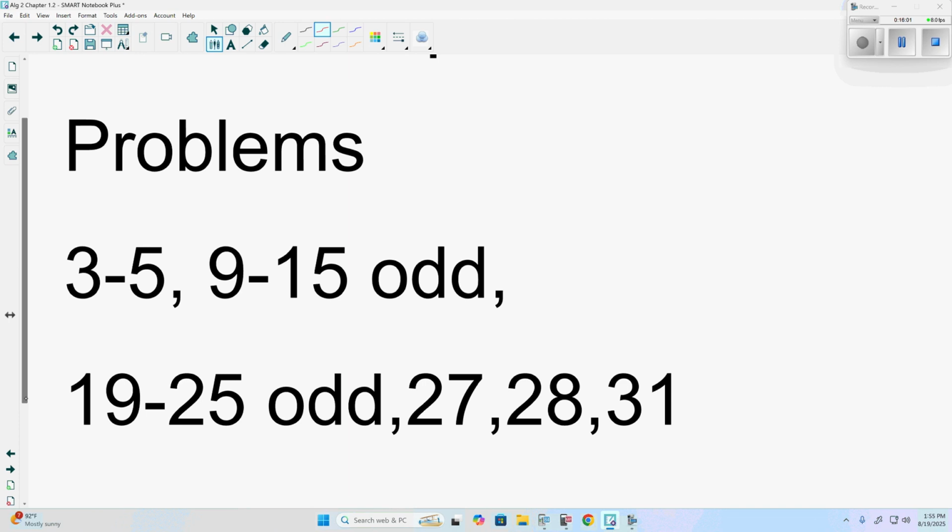Homework, problems 3 through 5. Identify the parent on 3 through 5 and describe the transformation. That's what it's asking. 9 through 15 odd. So problems 9 through 15 odd. Odd numbered problems from 9 through 15. So 9, 11, 13, 15. Describe the transformation and name the parent function. So name what group it belongs to, describe the transformation. You do not have to graph it.